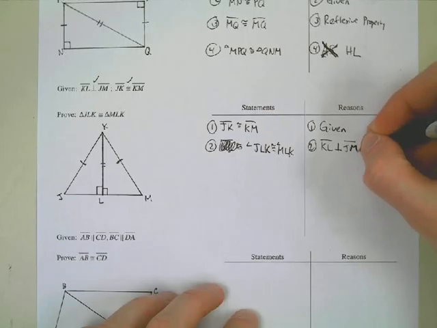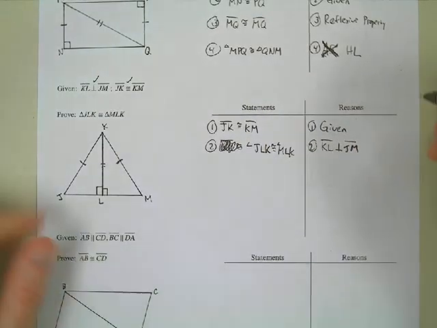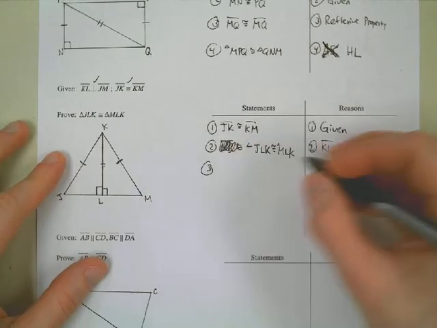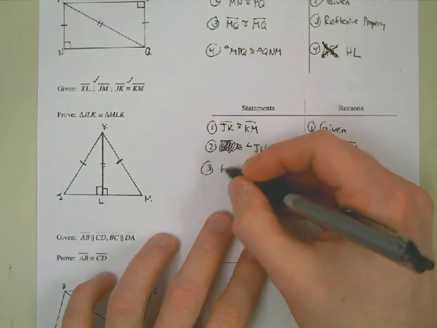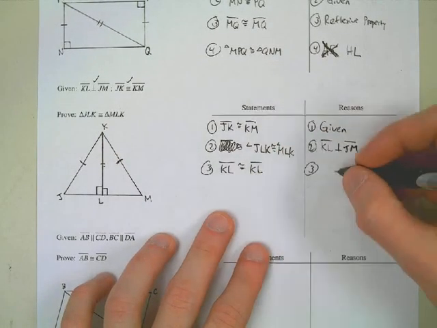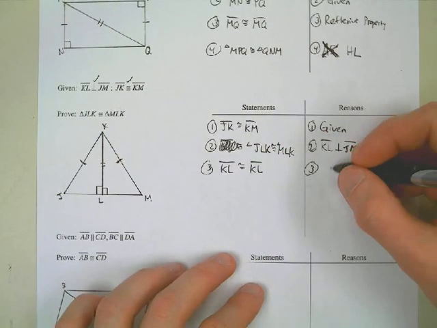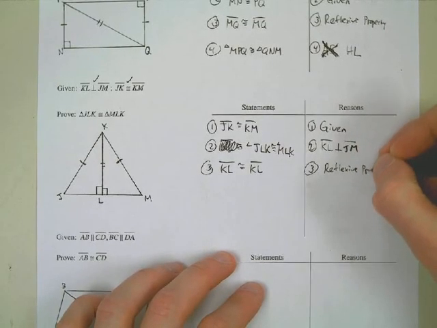Rob, you want to do the last one? KL is congruent to KL. Yeah, there you go. And why is that true, Robbie? Reflexive property. Very good, sir. And you can abbreviate too. I wrote the whole word reflexive property. You can just say reflexive prop. All right, so we've got 1, 2, 3 congruences.